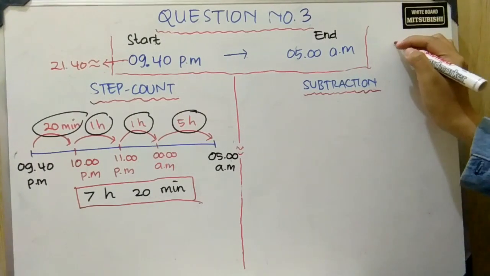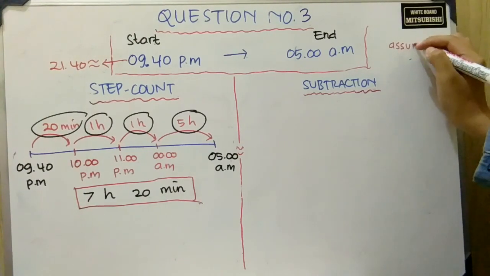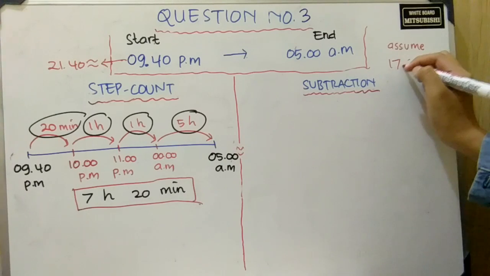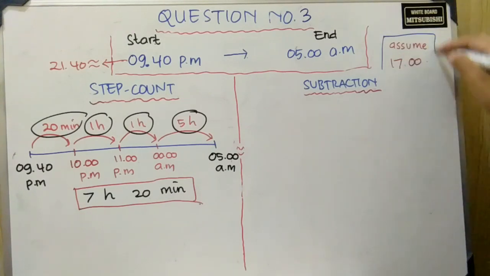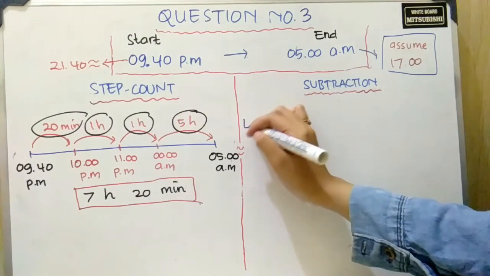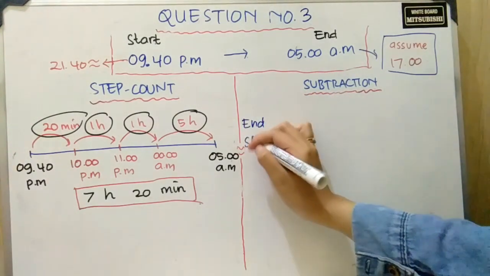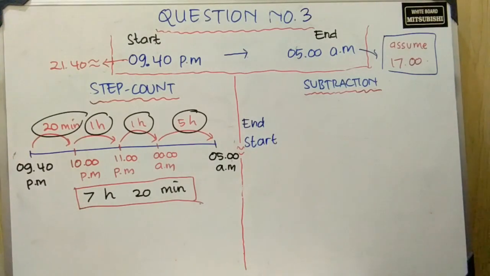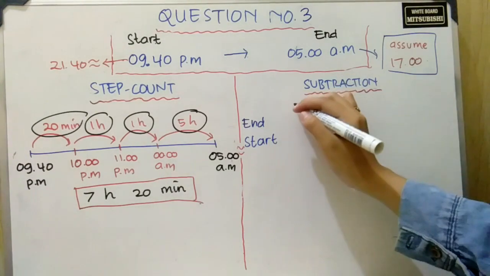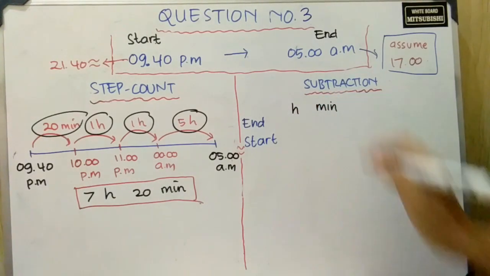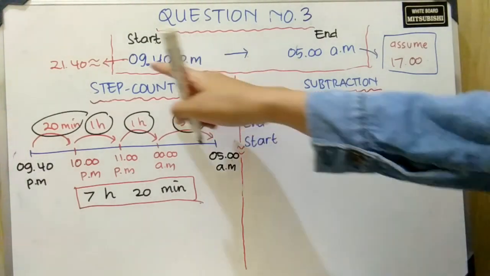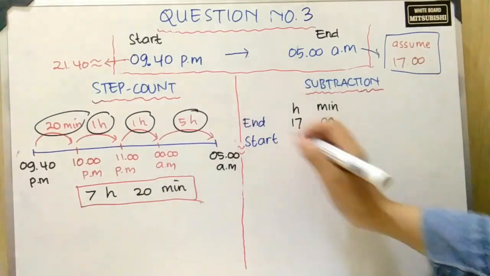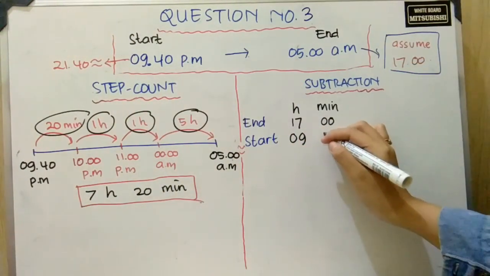In subtraction, we assume 5 a.m. here as 17 o'clock, because it is difficult for us to subtract 5 from 9:40, or from 21:40. So we assume 17 o'clock. We write the end time and the start time. Yeah, we write hour and minute. For the end time, we write 17 in hour and 0 in minute. And the start time, we write 9 in hour and 40 in minute.